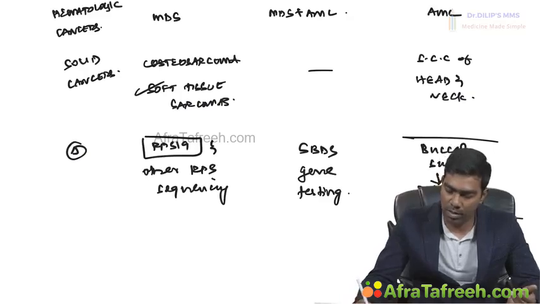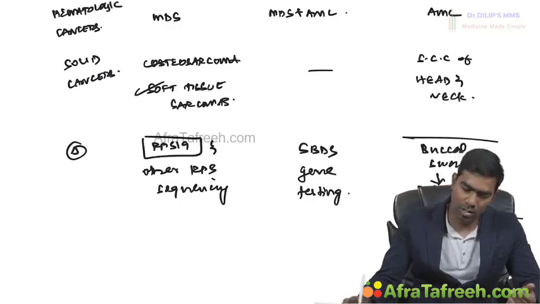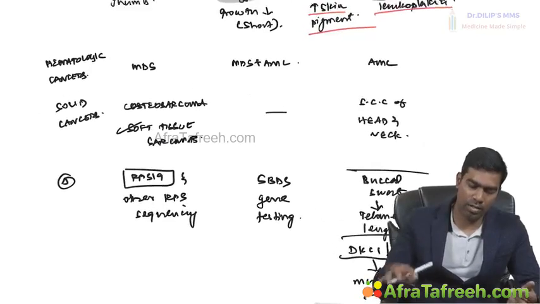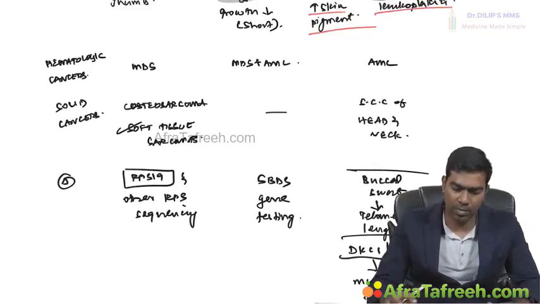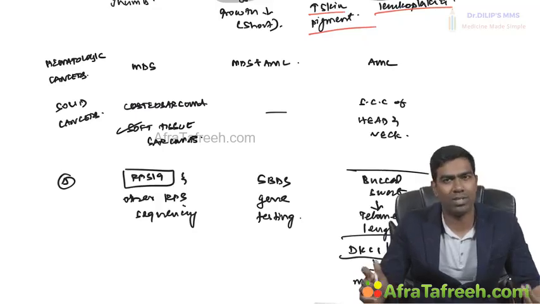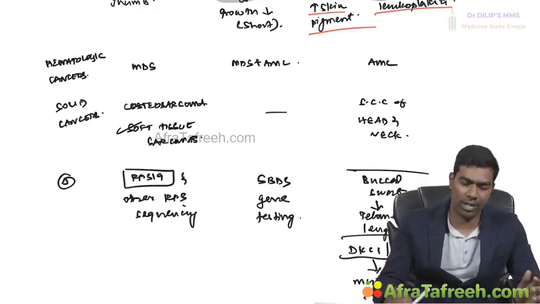At the same time, you can directly look for DKC1 and TERC mutational analysis. All these things you can do. This is how you make a diagnosis. The majority of them will be treated by allogeneic hematopoietic stem cell transplant. Apart from that, they cannot be treated.